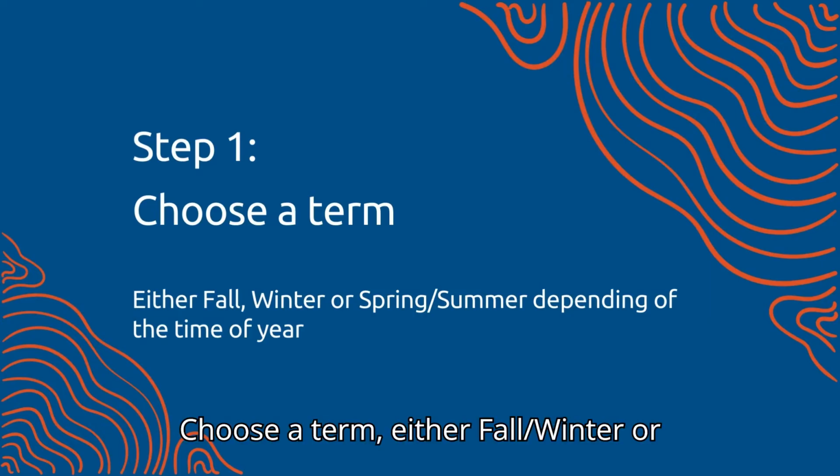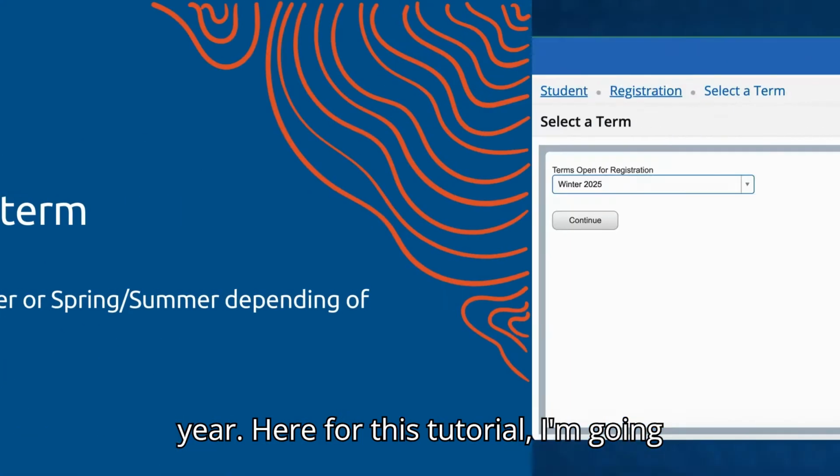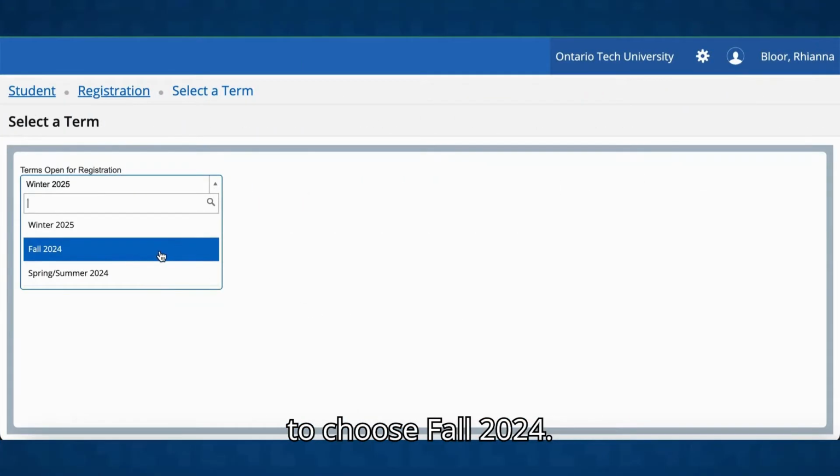Step 1, choose a term, either fall, winter, or spring/summer, depending on the time of year. Here for this tutorial, I'm going to choose fall 2024.